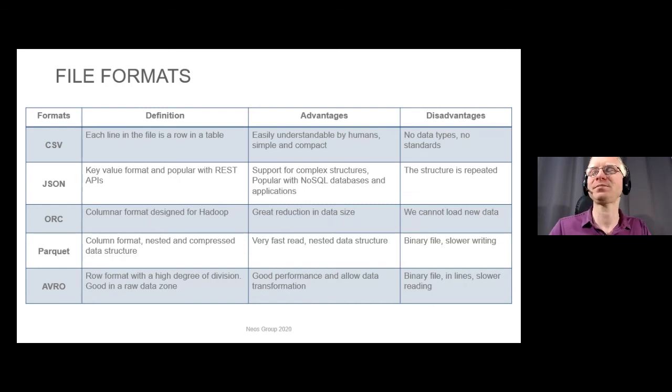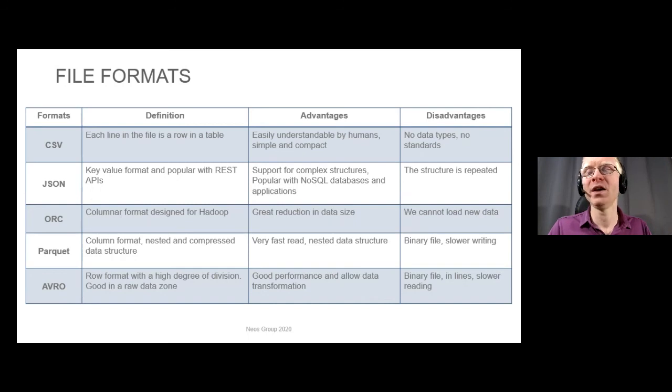The fourth one is the Parquet file. It's also a columnar format with a really good compression level like the ORC format. The really big advantage of this format is the reading speed, but the writing is a bit slower than other formats. The last one is the Avro format.